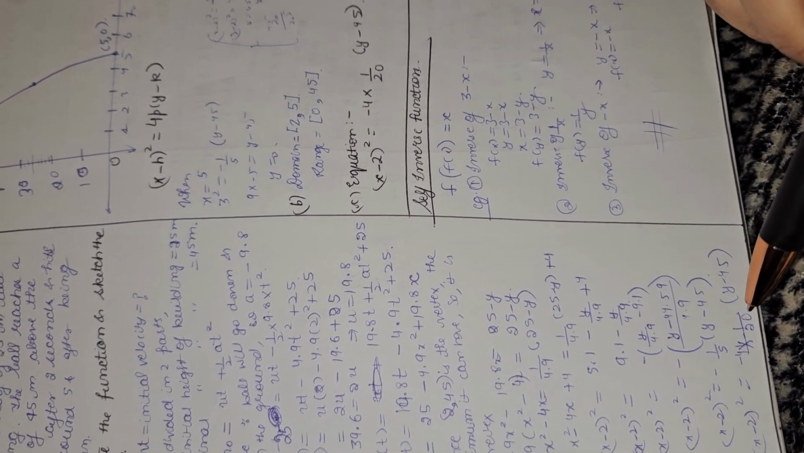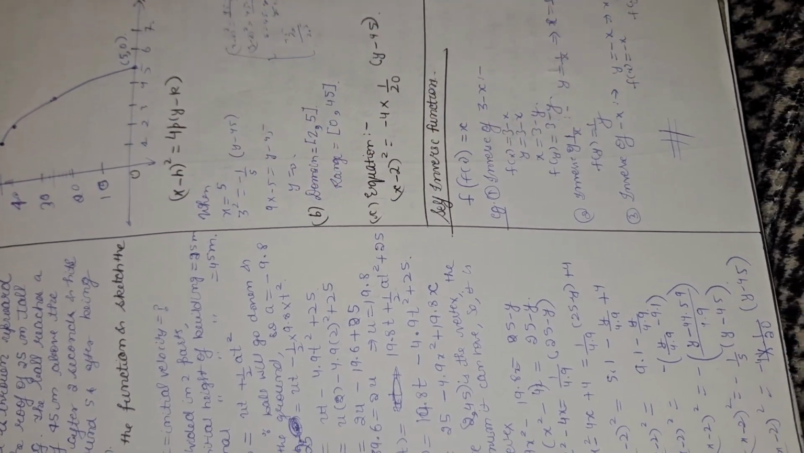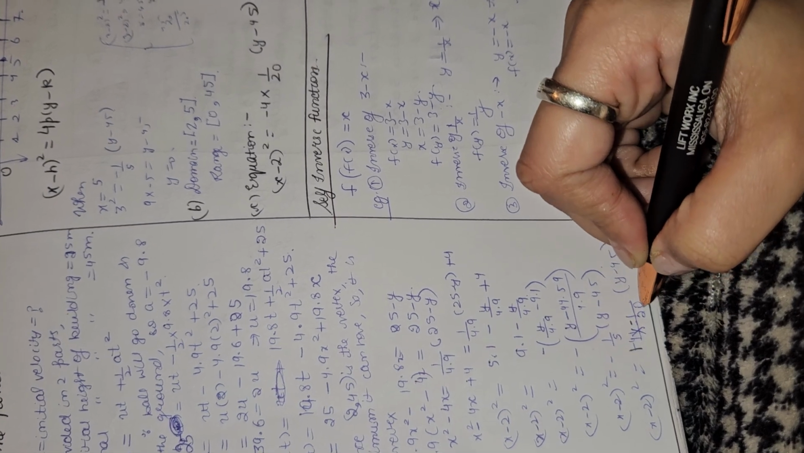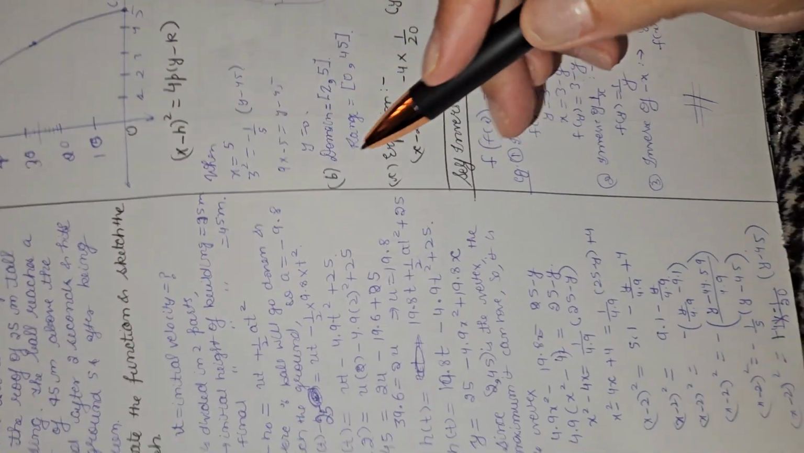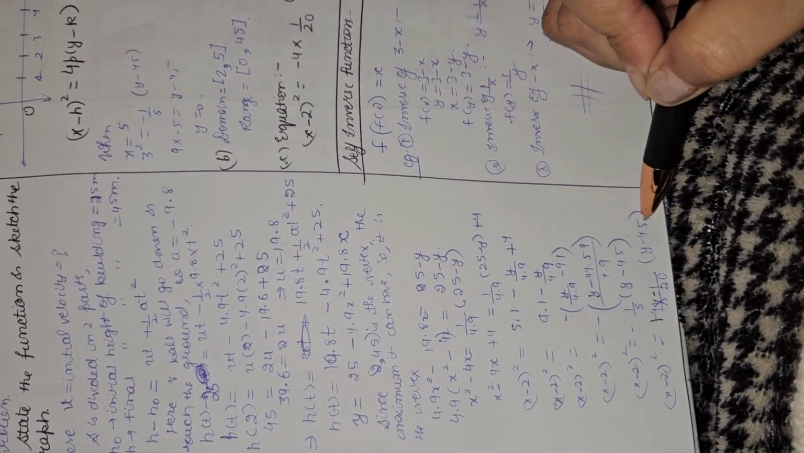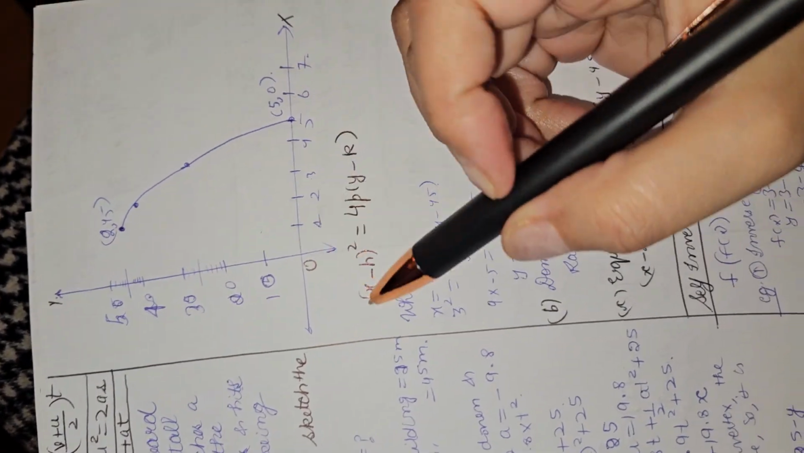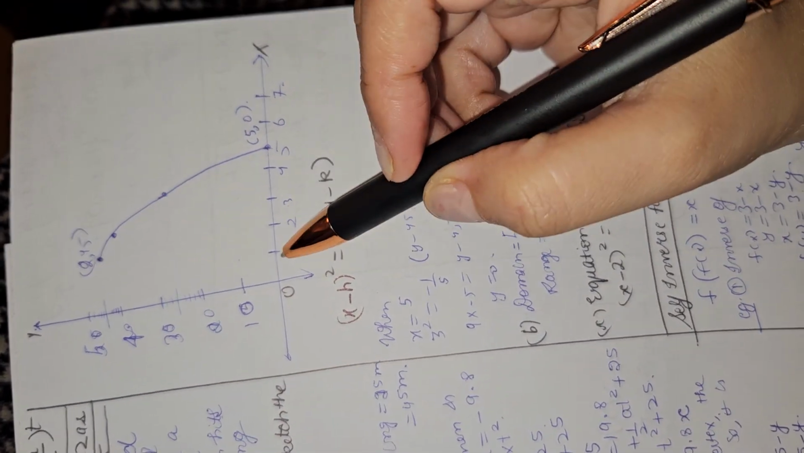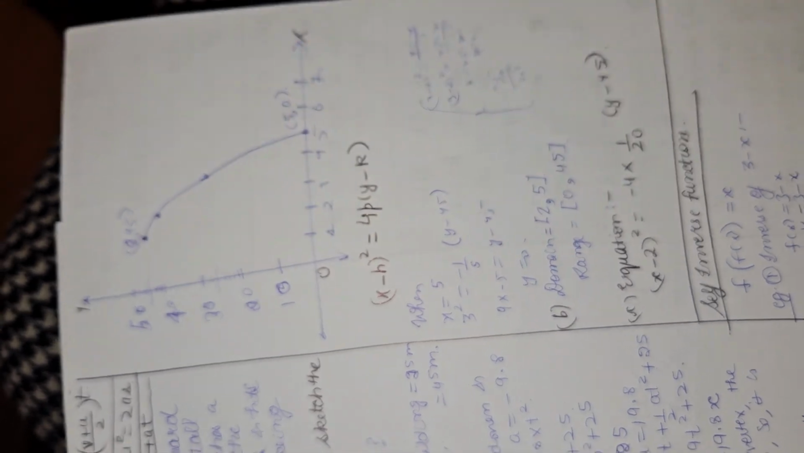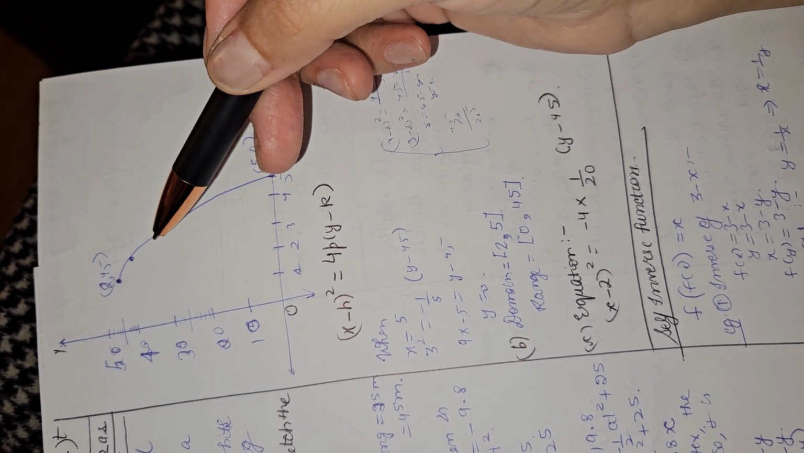K is 45. Because when p is less than 0, it is always a downward parabola. Here p is minus 1 by 20, which is less than 0, so it is a downward parabola. And the vertex is (h, k), here also (2, 45), so it's verified. So when we make the graph, (2, 45) is the vertex. We can put the points and we can have our graph.